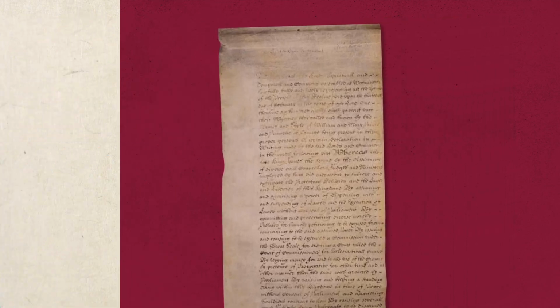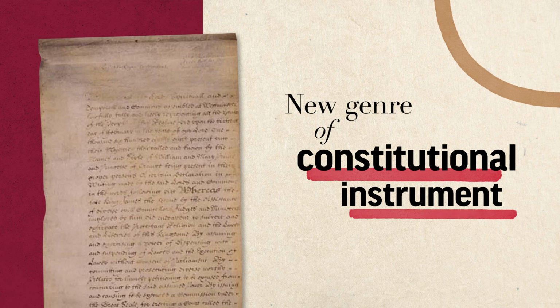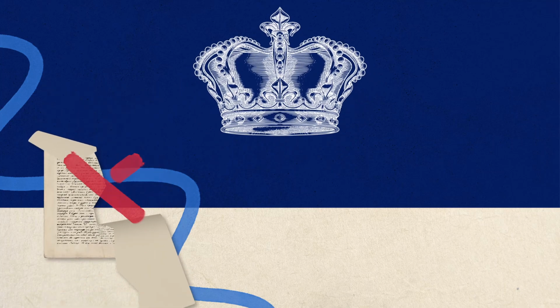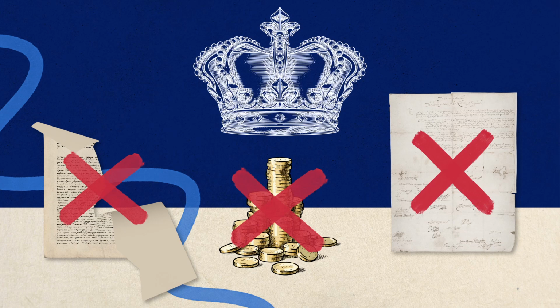The Declaration of Rights and Bill of Rights created a new genre of constitutional instrument involving rights and liberties, with certain declarations limiting the Crown. It could not suspend or dispense with laws, tax without parliamentary consent, or prosecute subjects for petitioning.